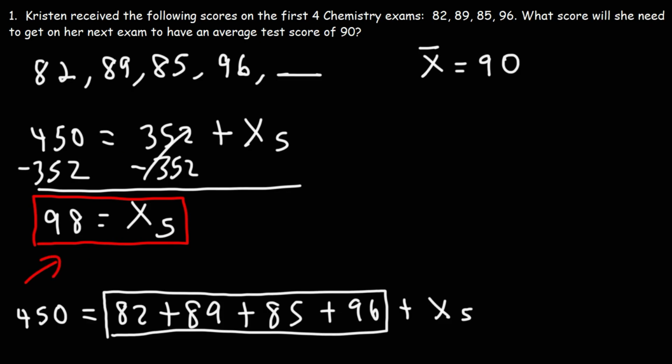Now, this example problem is very useful in helping you to determine what score you need to get on your next exam if you want to get an average of 90 to get an A in the class, or let's say if you want to get a B, to get an average of 80. But let's see if we can make this process easier, so to speak. What if we can come up with an equation that will immediately help us to calculate the score that we need to get on the 5th exam?